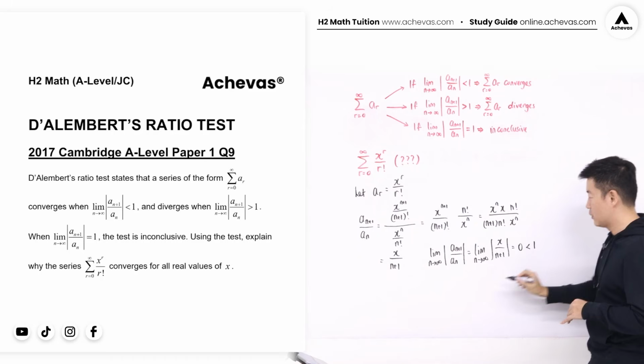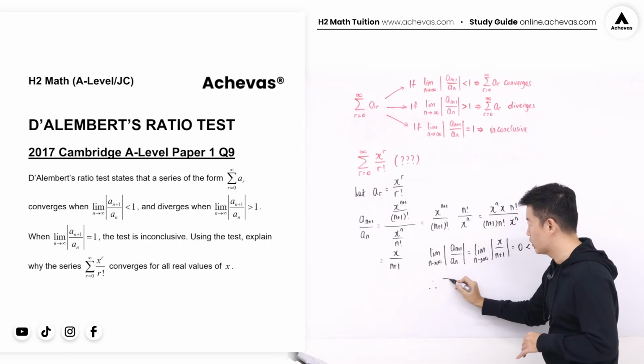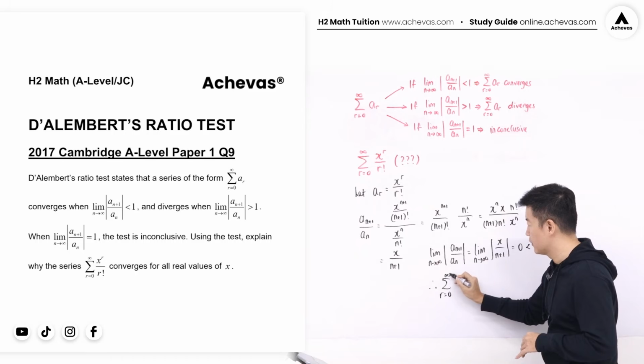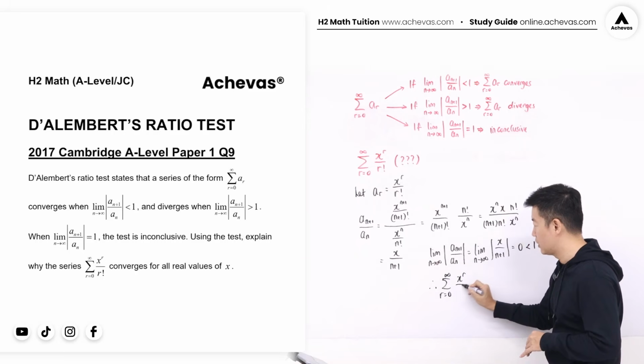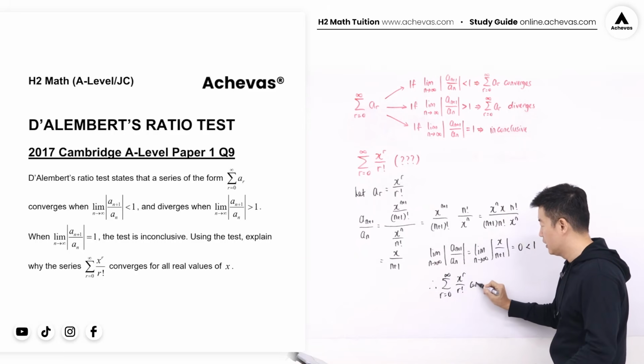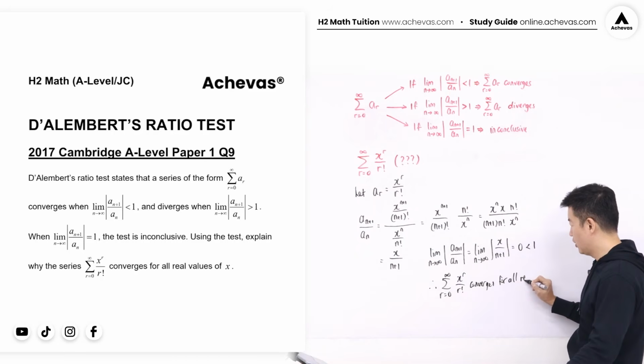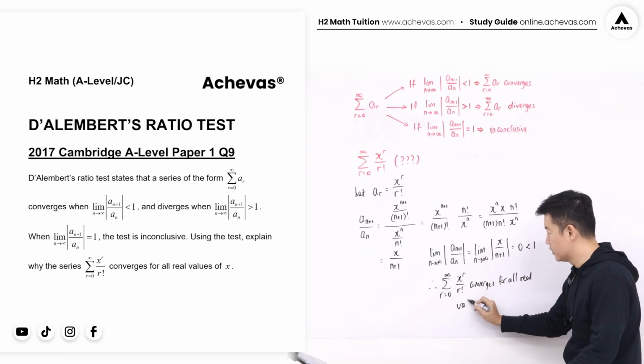So since it's less than 1, therefore, we can now conclude that the sum from r equals 0 to infinity of x^r over r factorial converges for all real values of x.